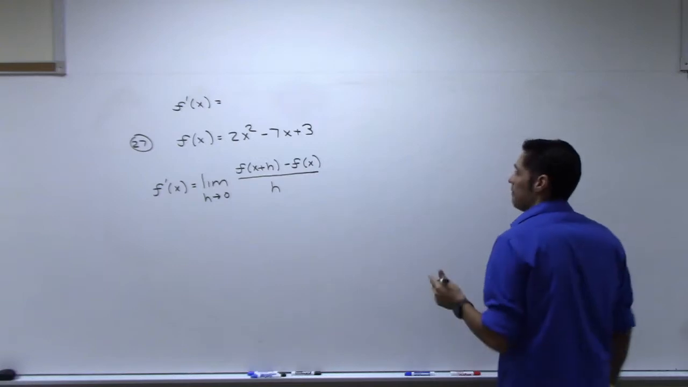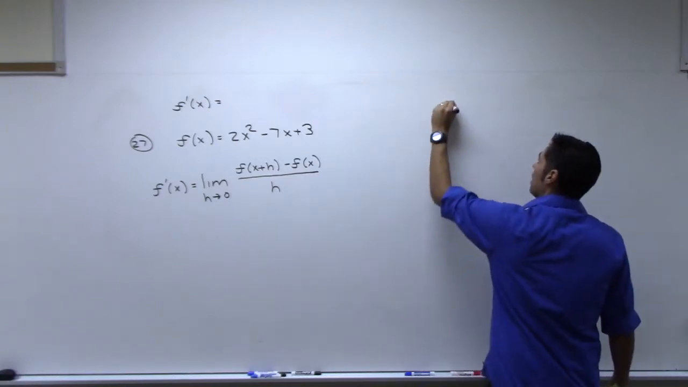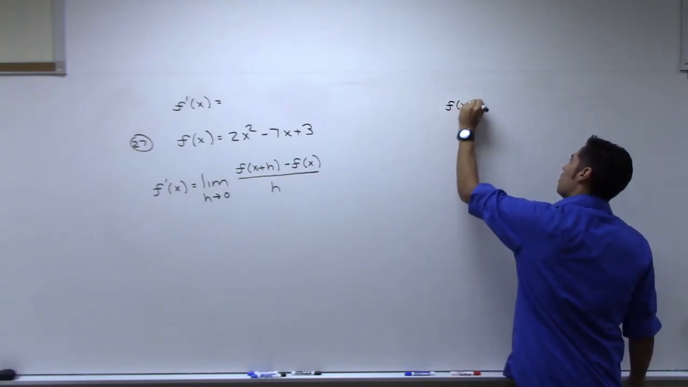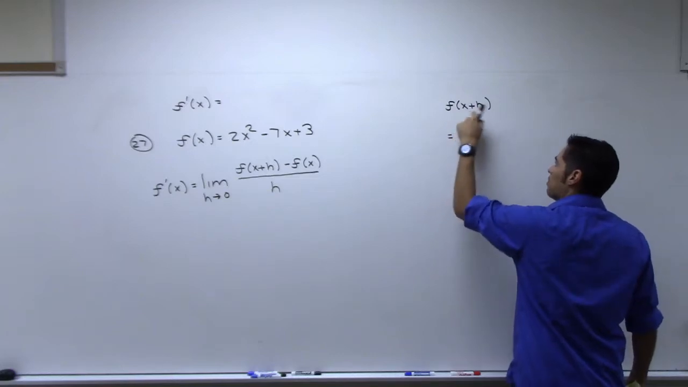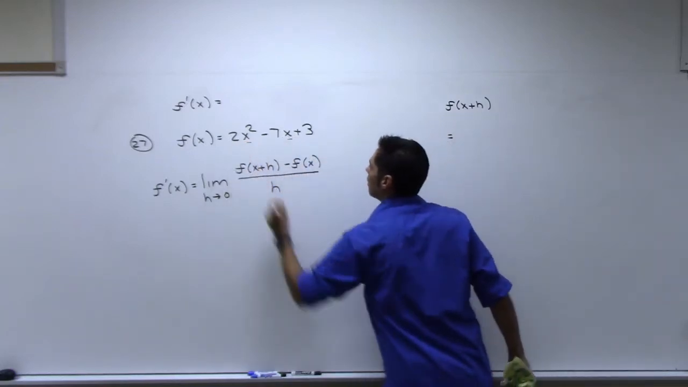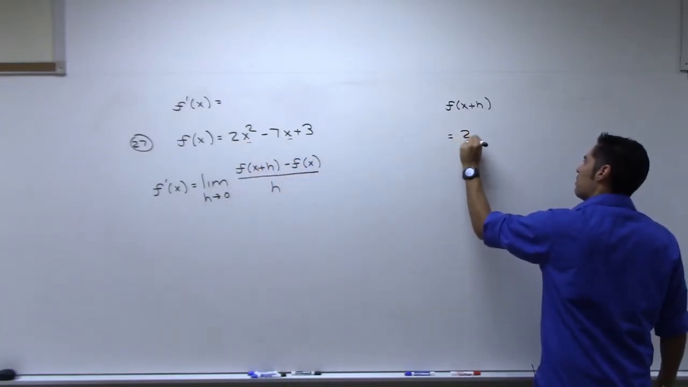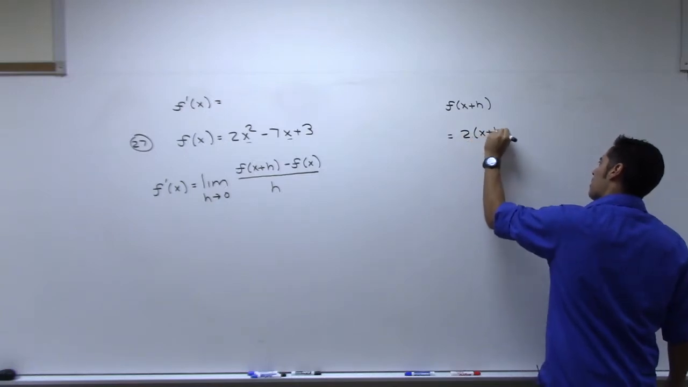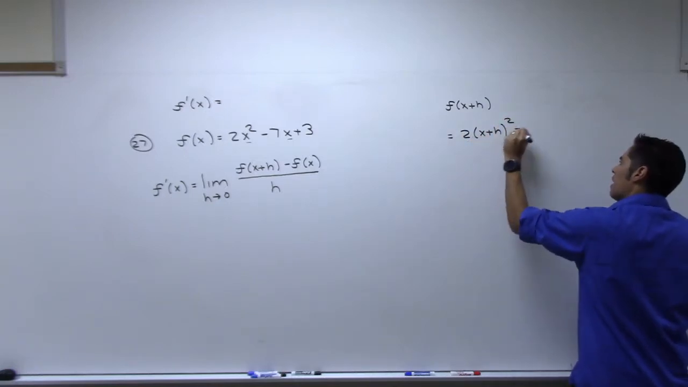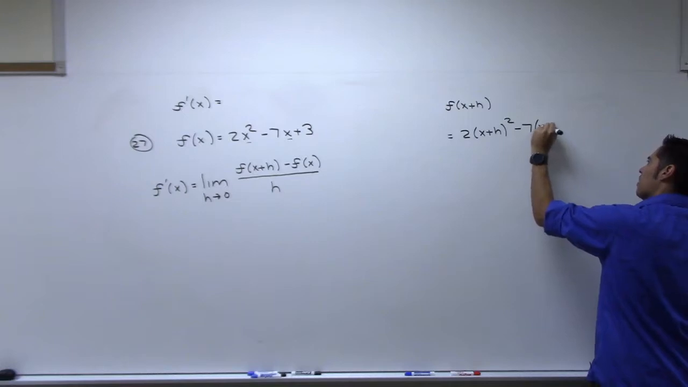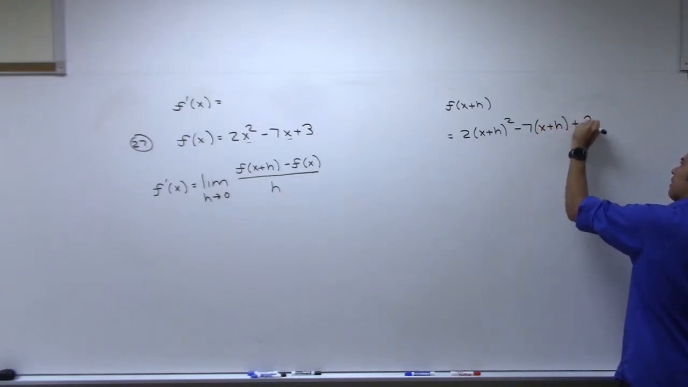All right, let's figure out some things here. I need to know what f of x plus h is. So I'm going to plug x plus h in here. So I have 2 in front, then x plus h in parentheses squared, minus 7, then in parentheses x plus h, and then plus 3.